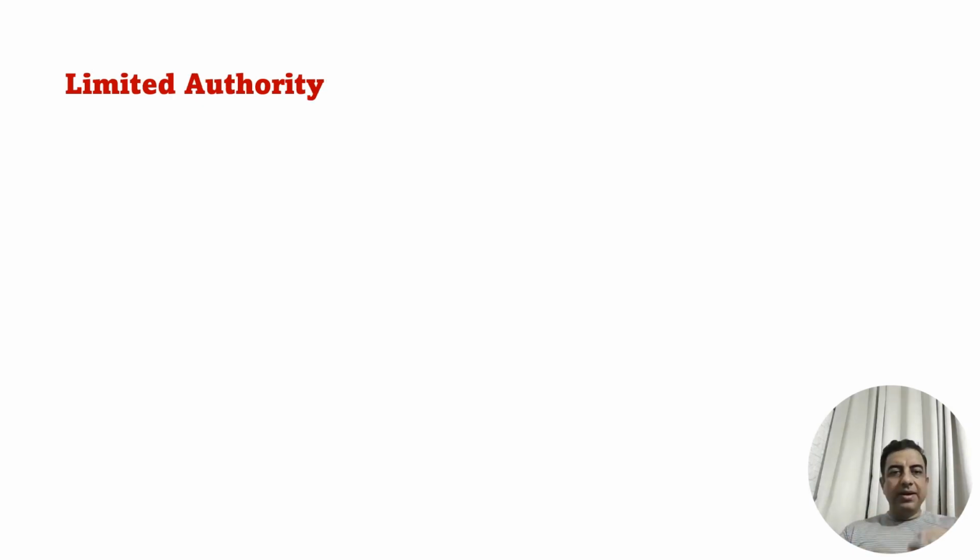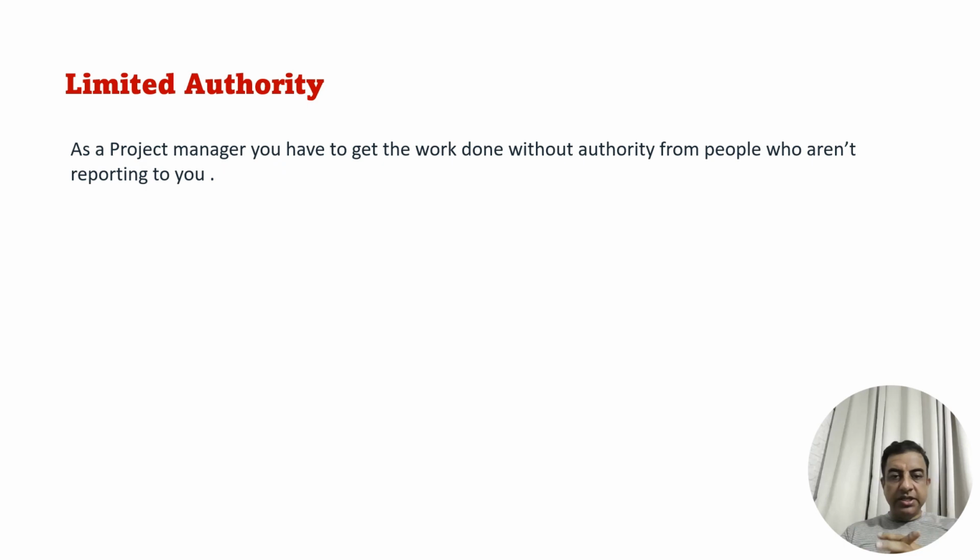In most of the projects, what I have seen is that we have limited authority over the human resources in the project. For example, I am the project owner. There are different team members from different teams participating in that particular project and I have no authority over them. So as a project manager, you have to get the work done without authority from people who aren't reporting to you. That's the number one thing that every project manager has to face.